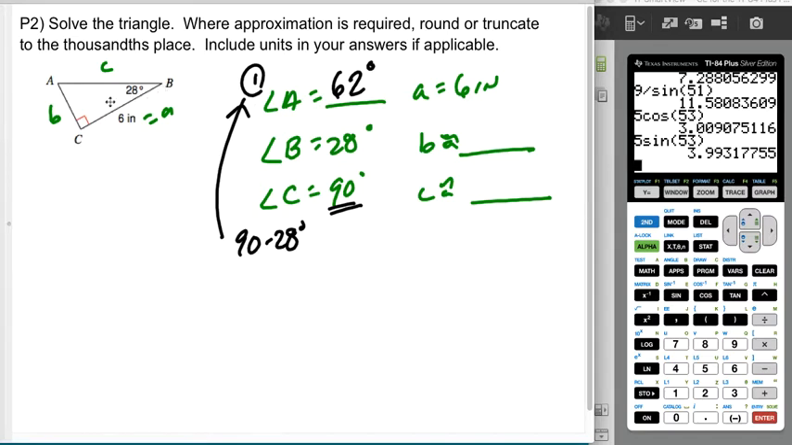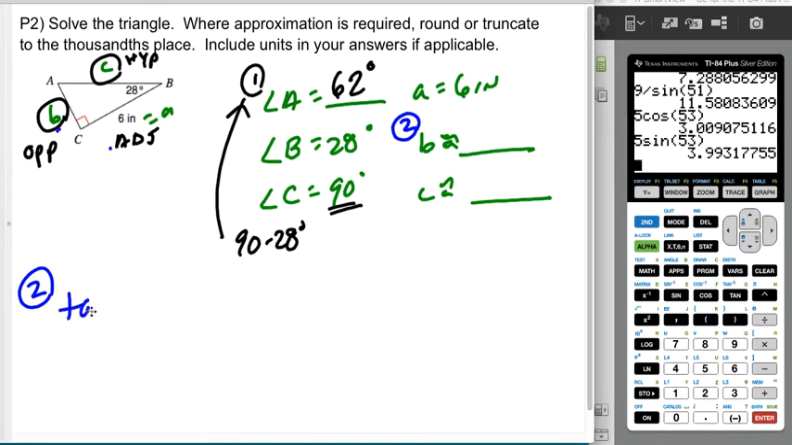To find b, right, so here's little b. Little b is opposite the 28. Little c is the hypotenuse, right? And little a is the adjacent. So in order to find b, we'll call that number 2. In order to find b, that's opposite over adjacent. So I'm going to use tangent, right? So tangent of 28 degrees is the opposite, b over the adjacent, which is 6.